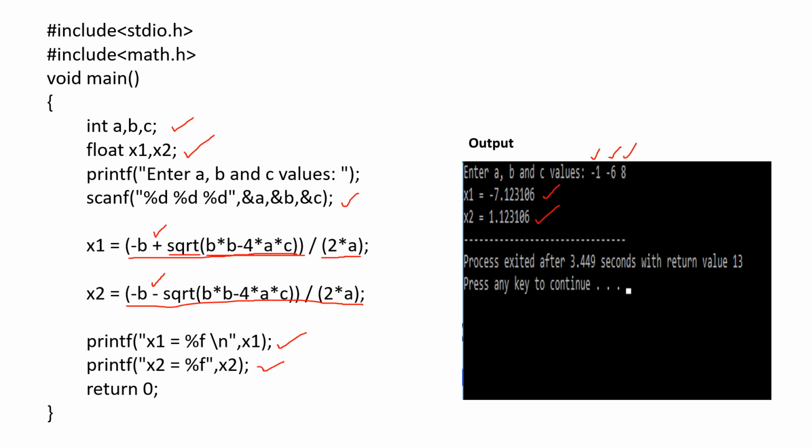Here we have used one built-in function, that is the square root function. In some compilers, if we get any problem with this particular square root function, then we need to include a math header file, math.h.